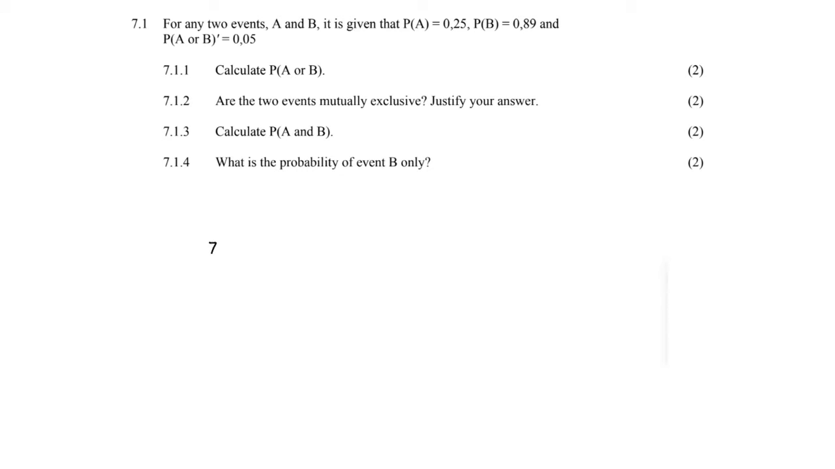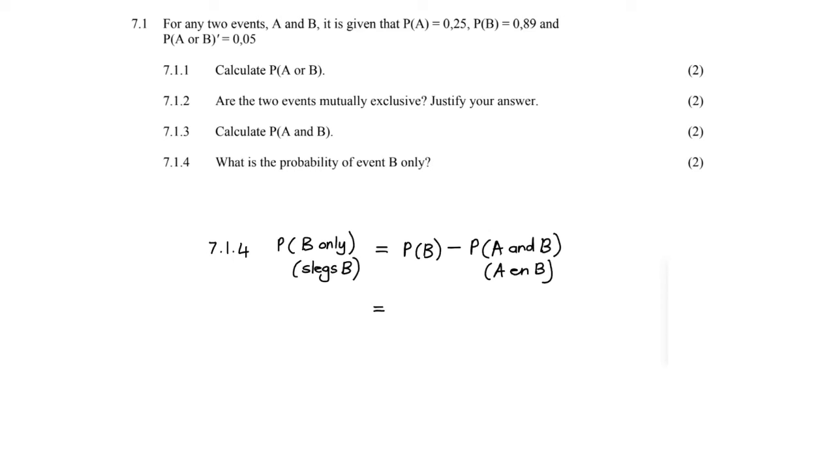Let's take a look at question 7.1.4 from the 2022 Gauteng November paper. What is the probability of event B only? So this counts 2 marks. Now to find the probability of B only, you subtract the probability of both events occurring from the probability of B. So you can use the following formula. The probability of B only is equal to the probability of B minus the probability of A and B. And then you substitute the known value, so it's 0,89 minus 0,19, and this equals 0,7.